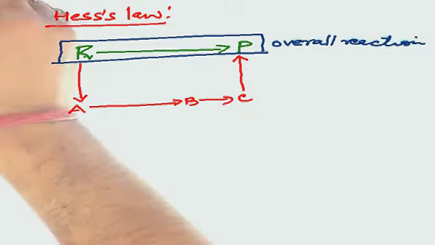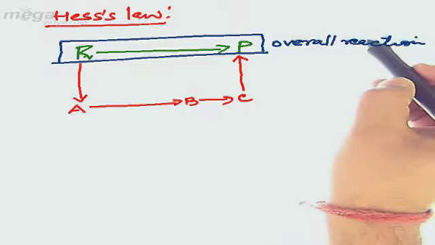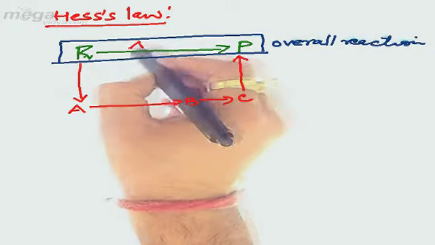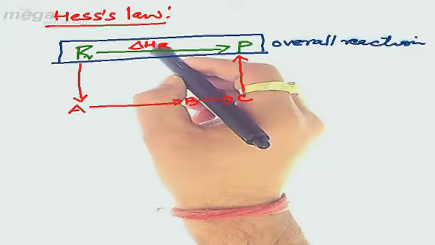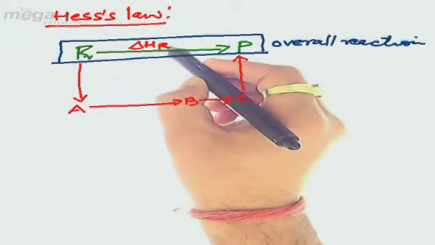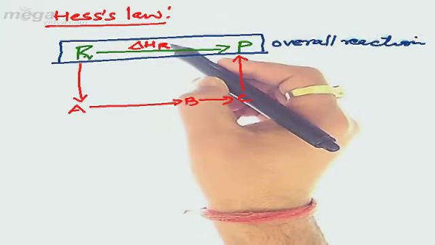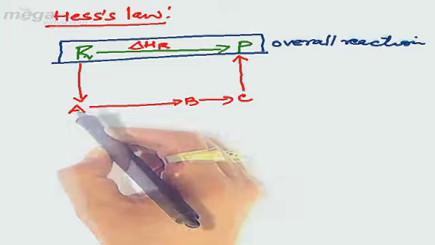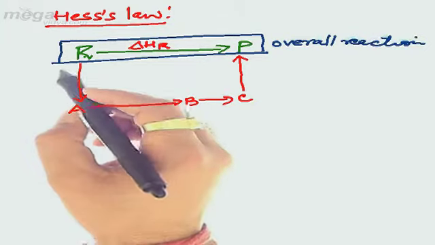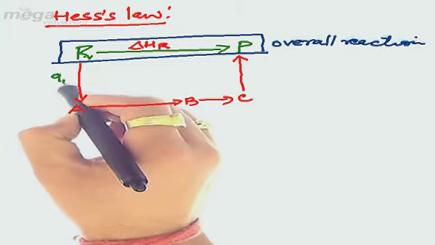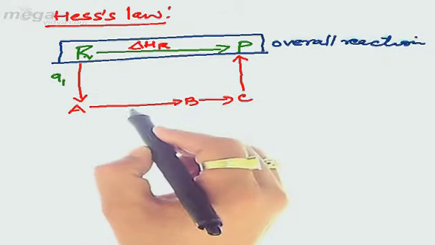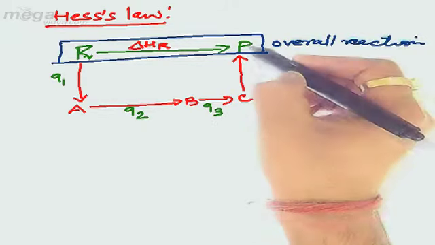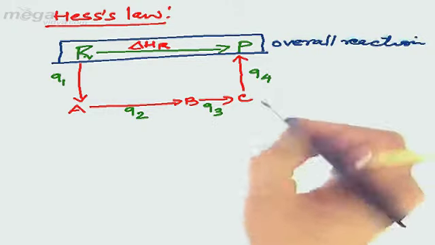Now let's say that when we consider the overall reaction, then some certain energy will be involved during the process. Let's call it delta HR. Here delta is the change, H is the heat or enthalpy of the overall reaction R. Similarly, when reactant R is converted into A on the basis of its mechanism, then again some certain energy will be involved. Let us call it Q1. When A converts to B, take Q2. When B converts to C, take Q3. And when C converts to P, let us take Q4.